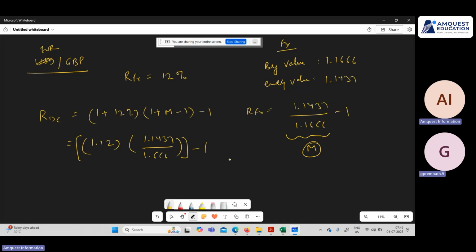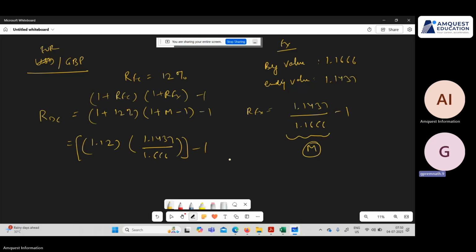But why can't we just do the RFX plus the capital appreciation in the country? That's just the approximation. No, return FC plus RFX plus RFC into RFX. I did exactly that. This is 1 plus RFC. I agree. But why is my calculation coming out a bit different?